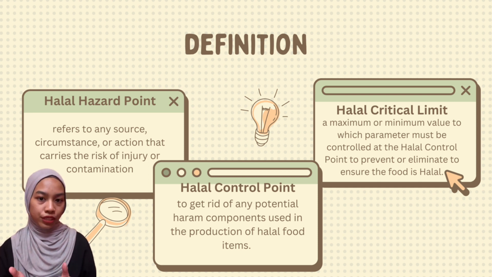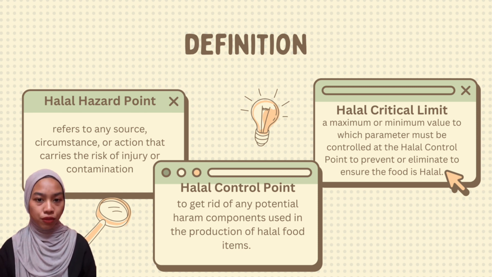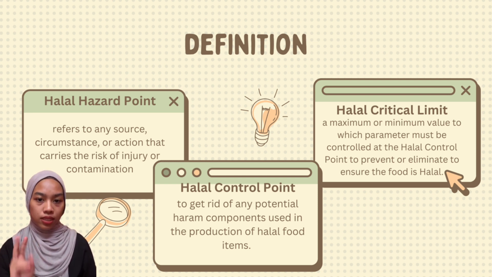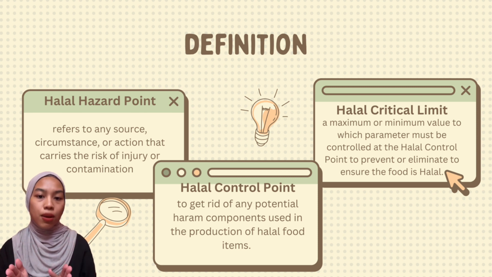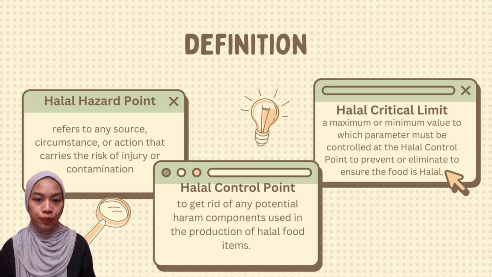Before we go further, let's look at the definitions first. The first one is halal hazard point, which refers to any source, circumstance, or action that carries the risk of injury or contamination. The second one is halal control point, the purpose of which is to get rid of any potential haram components used in the production of halal food items. And the last one is halal critical limit, a maximum or minimum value to which a parameter must be controlled at the HCP to prevent or eliminate hazards to ensure the food is halal.